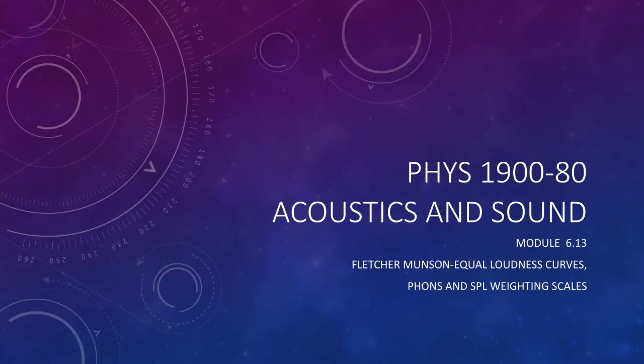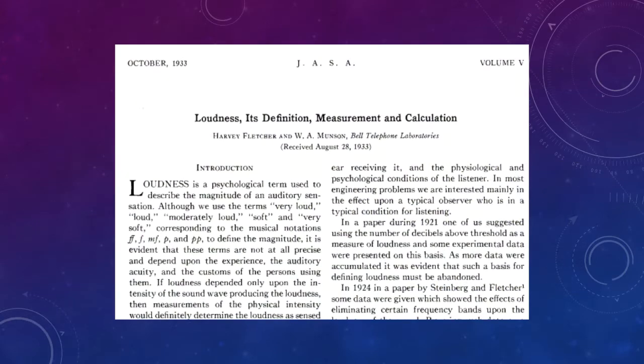Module 613, the Fletcher-Munson Equal Loudness Contours, Fons, and SPL Weighting Scales. Back in the 1930s, Harvey Fletcher and Wildon Munson, two researchers at Bell Laboratories, the company responsible for providing telephone service in the U.S. at that time, did some research to find information about how we perceive volume.